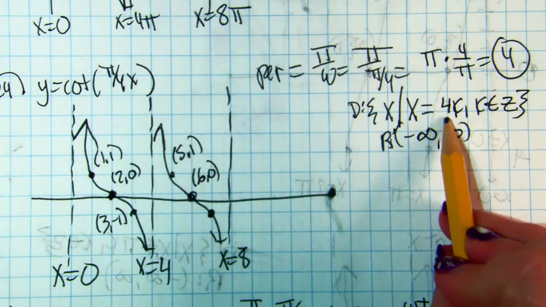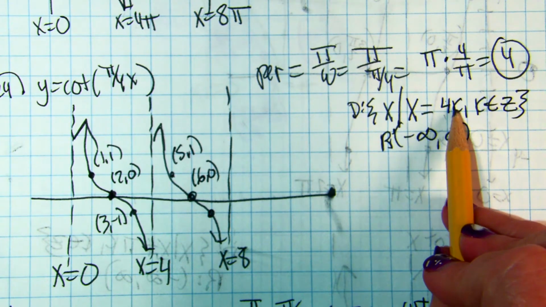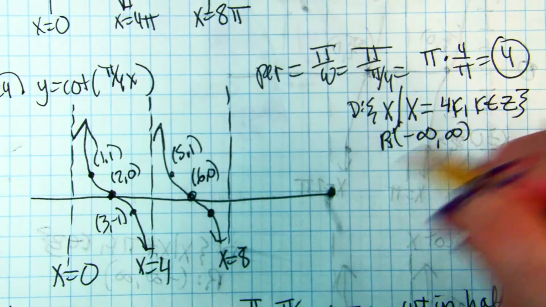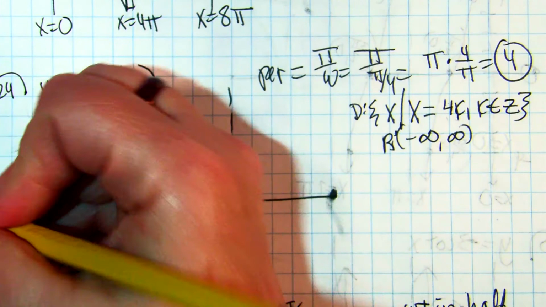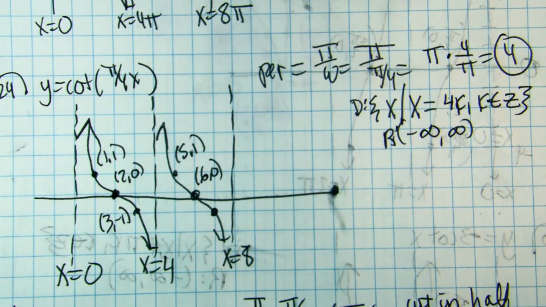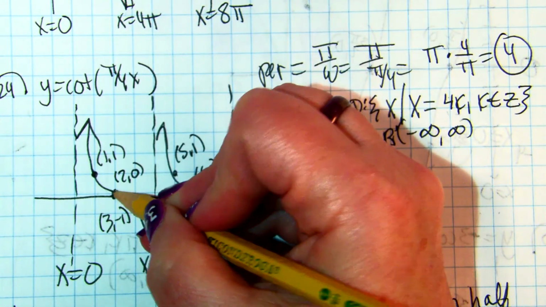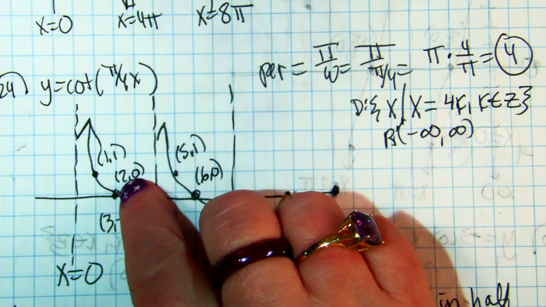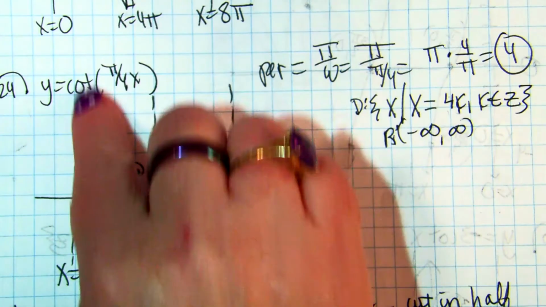And so it's 4k, where k is an element of the integers. Because if k was 3, it would be 12, and that would be the next one. If k was -2, it would be -8, which would be 2 of them over here. So it's 4k, where k is an element in the integers. This should look like cotangent to you, this shape, with the inflection point halfway to 4, which is 2, (2, 0). So tangent goes this way, cotangent goes this way.